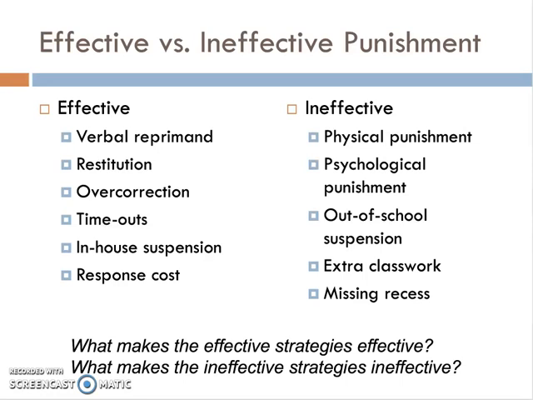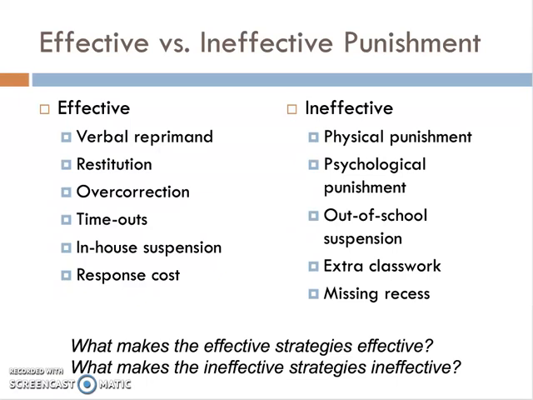Psychological punishment, such as taunting or shaming somebody. Out-of-school suspension, that's not effective because usually kids would enjoy that, like being at home instead of being in the school environment and be able to play video games or something, who knows. For a lot of kids, it's not an effective punishment.